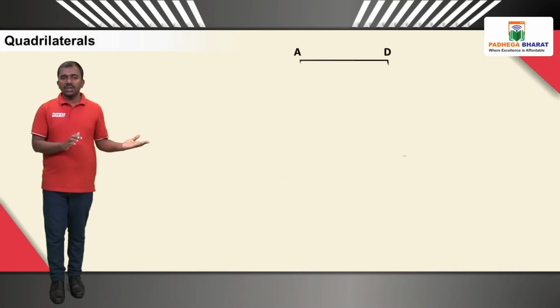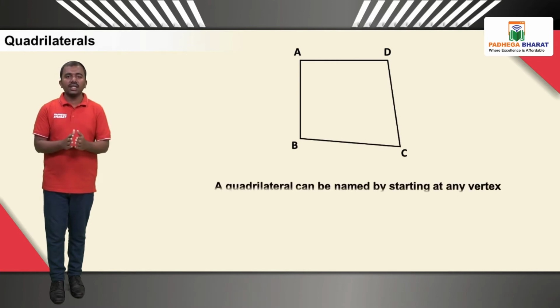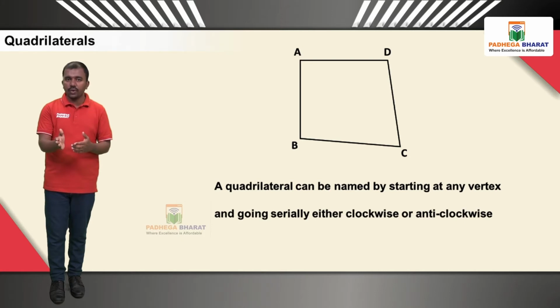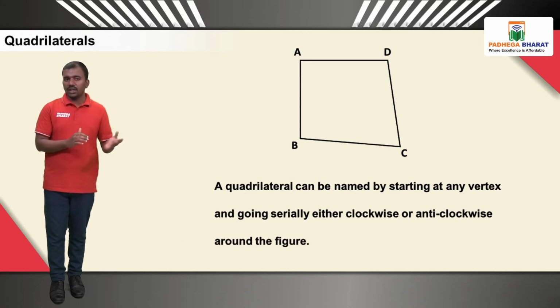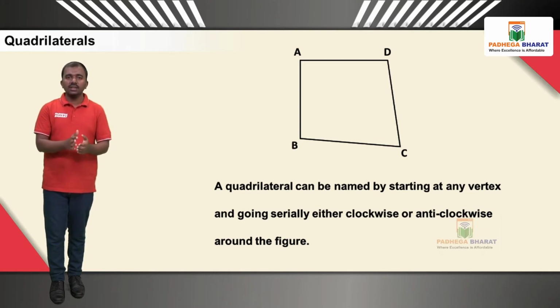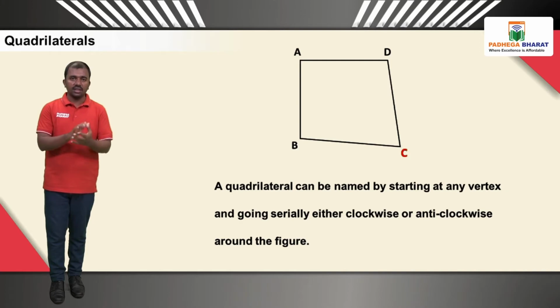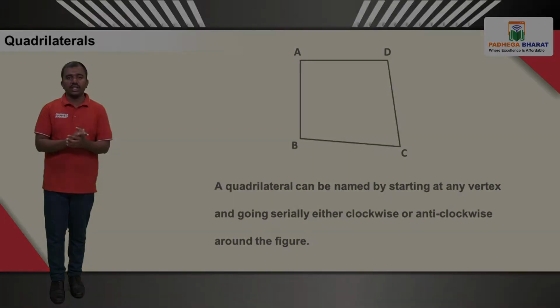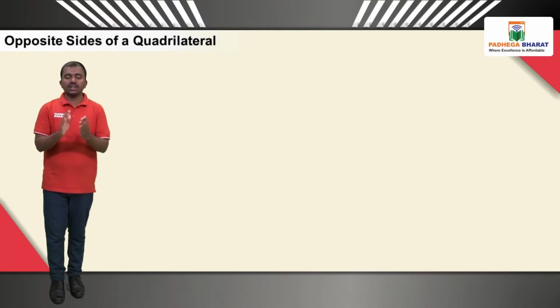Now if you see the picture, this quadrilateral ABCD can be named by starting at any vertex and going serially either clockwise or anti-clockwise about the figure. Now name this quadrilateral according to you. In the clockwise direction, I'll start from A, that is A, B, C, D. Or if I go anti-clockwise, it is A, D, C, B. This is how you have to name the quadrilateral.